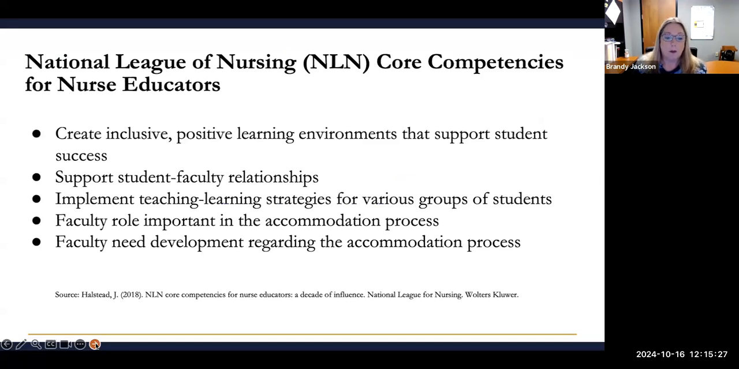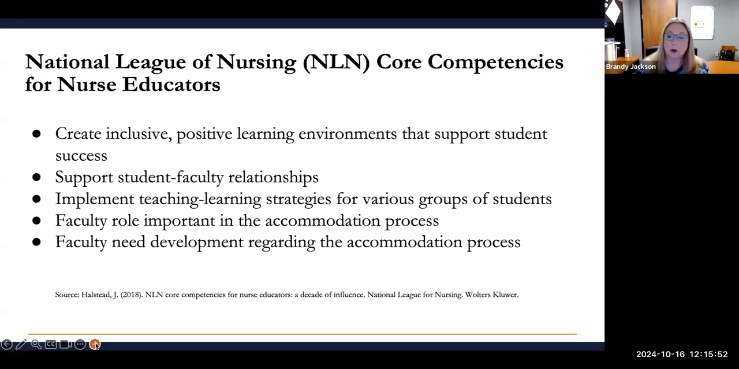The NLN core competencies for nurse educators also offer valuable guidance. First, we must create inclusive, positive learning environments that support all students. Strong student-faculty relationships enhance the educational experience, so fostering these connections is essential. We should also implement diverse teaching strategies tailored to different student needs.